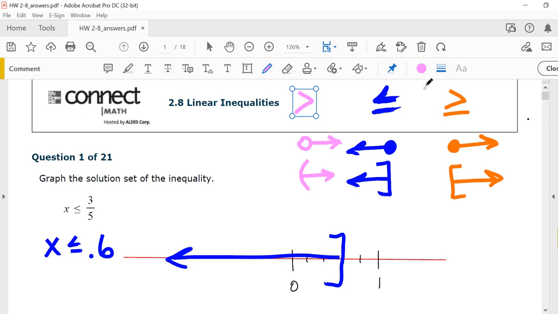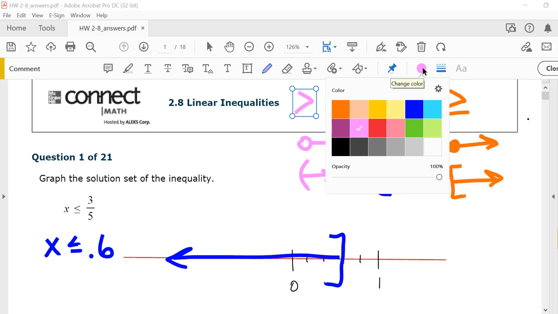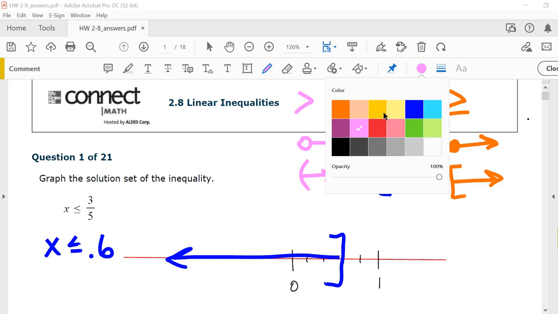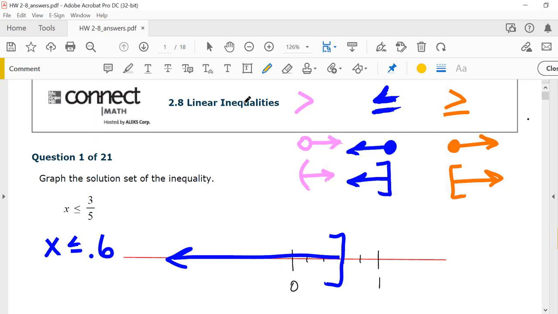And one more, if I graphed just less than, it would be an open circle to the left or a parenthesis to the left. Those are the four things that we could be doing. And I noticed that I was less than or equal to here, and so I wanted the blue option.